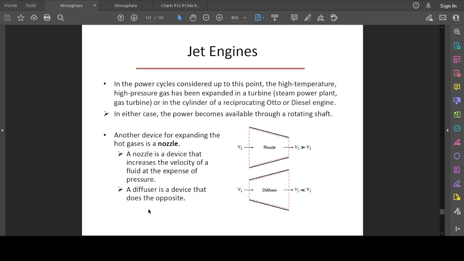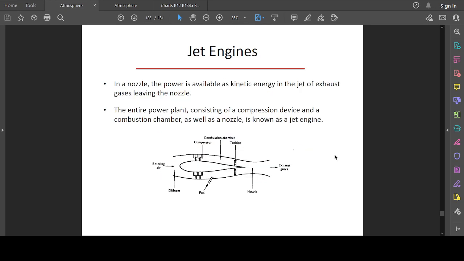Now if we flip the nozzle to the other side, it becomes a diffuser. The diffuser is a device that does the opposite of the work a nozzle does. So in a nozzle, the power is available as kinetic energy in the jet of exhaust gases leaving the nozzle.